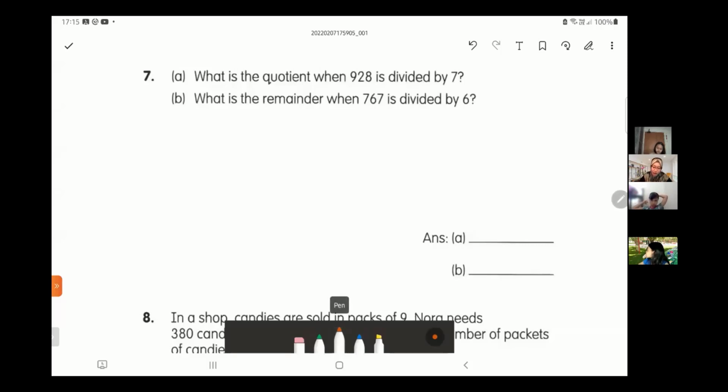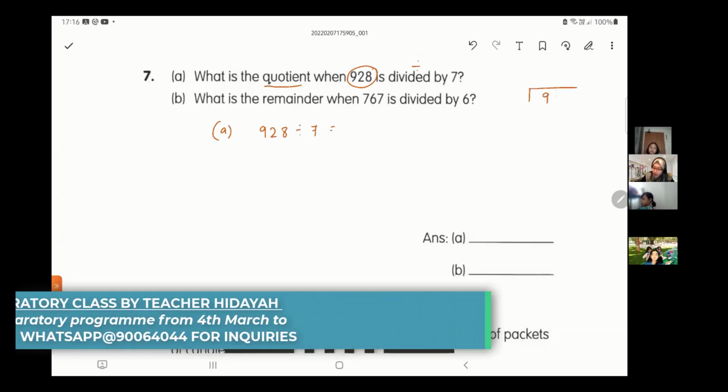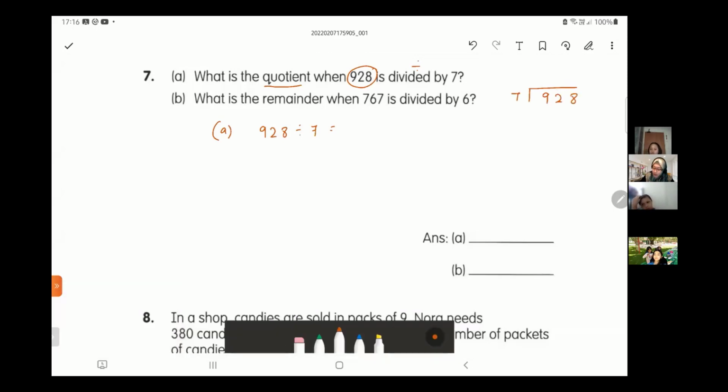What is the quotient when 928 is divided by 7? Okay. Give me a moment. What is the quotient when 928 is divided by 7? So for part A, it's a simple 928 divided by 7, like this, okay? So you do your working, 928 divided by 7. So you need to know your times table 7 very well.